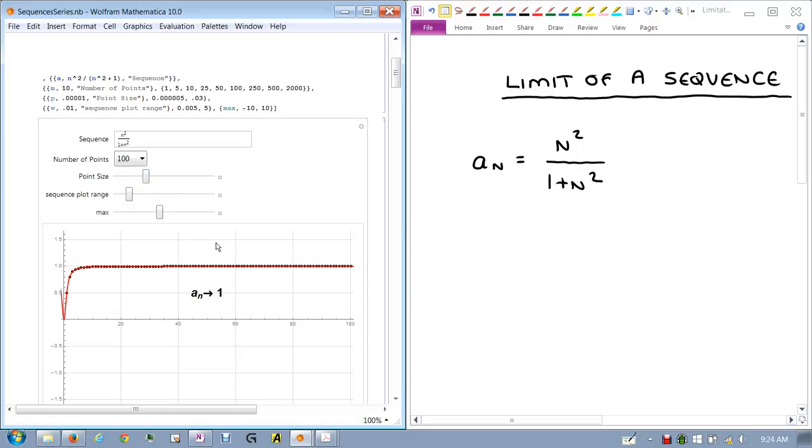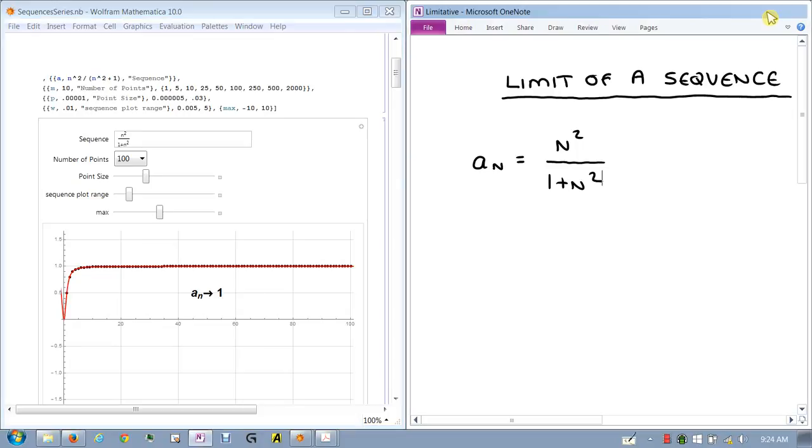It's not taking off to infinity. It's not oscillating back and forth. It's actually headed to something. And so the question would become, what is the limit of that sequence? What is it approaching? It may not ever get to it, but it may approach it, just like in Cal 1. So that's the idea behind the limit. And so we need to define it first.